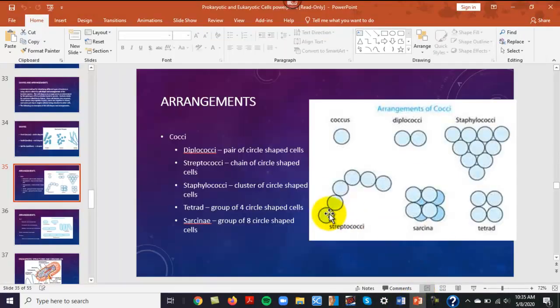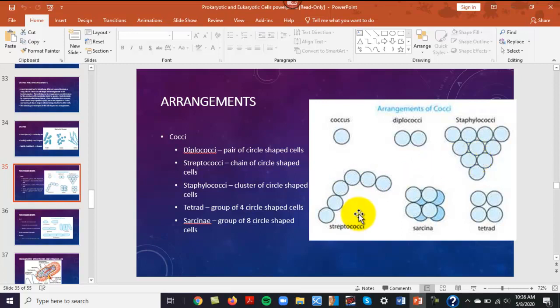Streptococci is a chain of circles. Sarcinae is a group of 8. Tetra would be a group of 4. And then Staphylococci. Now, Streptococci and Staphylococci, yes, those are genus names for bacteria. Streptococcus causes throat infections, but this is talking about arrangements. This is not the name.